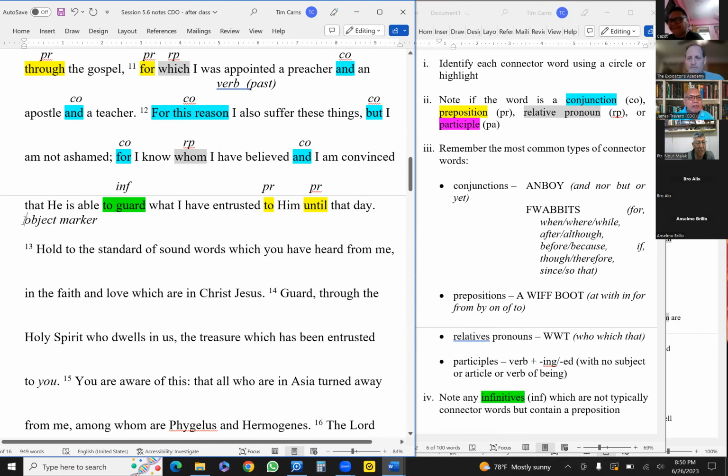So, all right, we'll keep moving forward. Noor, I'm going to give you verse, or have you gone yet, Noor? You haven't yet, right? I'm going to give you verse 13. Go ahead and read it, and then identify the connector words that you see. Hold to the standard of sound words which you have heard from me, in the faith and love which are in Christ Jesus. So connector words: to.